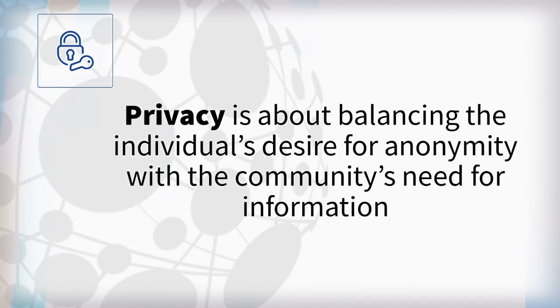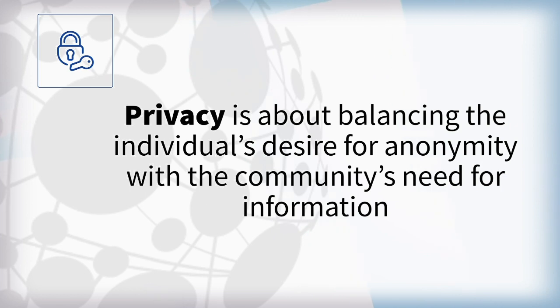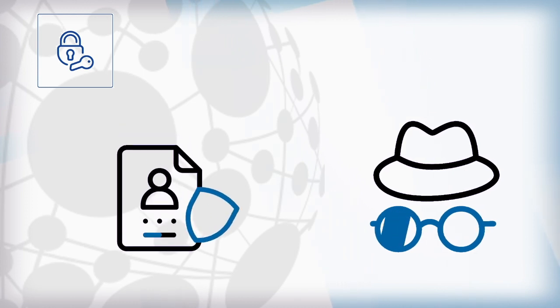Privacy. Privacy is all about balancing the individual's desire for anonymity with the community's need for information. It is dependent on the use case, customs, and community expectations. For example, some blockchain solutions have features that boast of their compliance with anti-money laundering or know your customer regulations. Other blockchain solutions like privacy coins have anonymity as a feature. This factor is extremely important regarding legal and regulatory compliance.